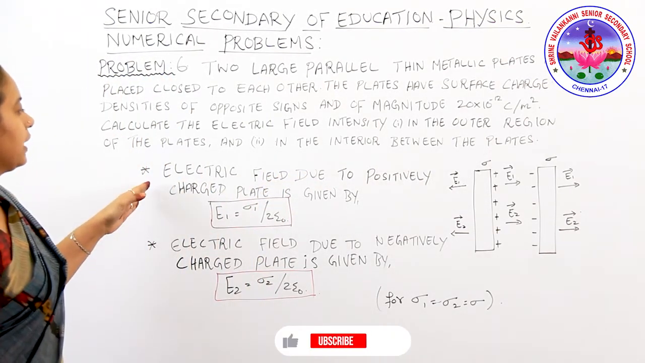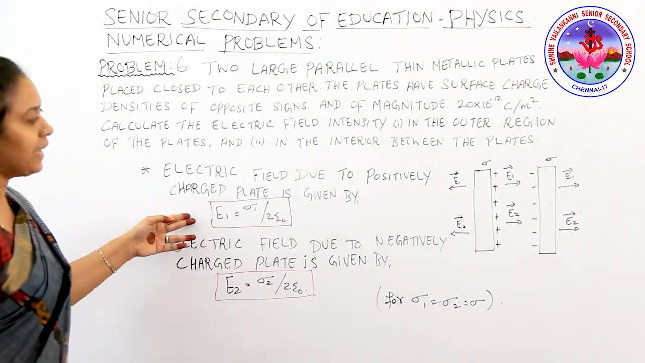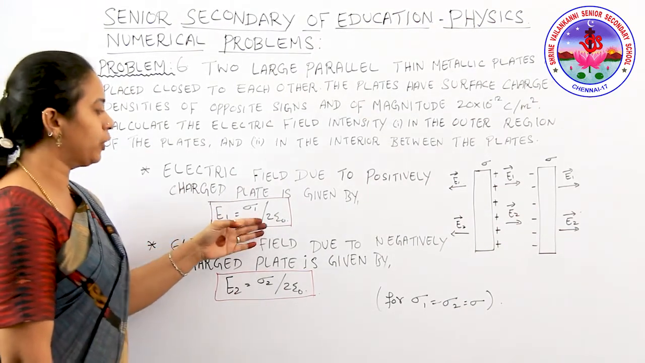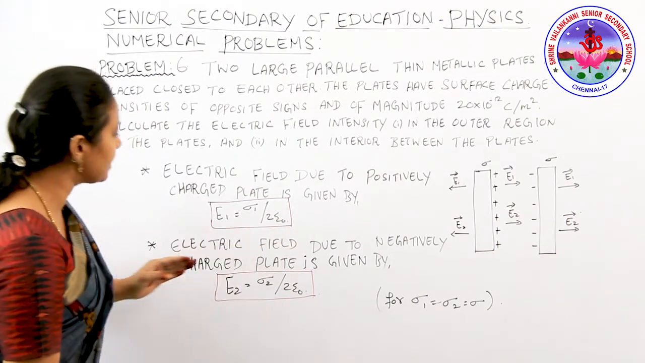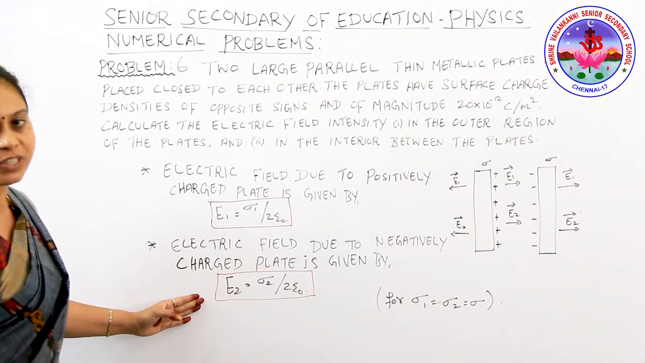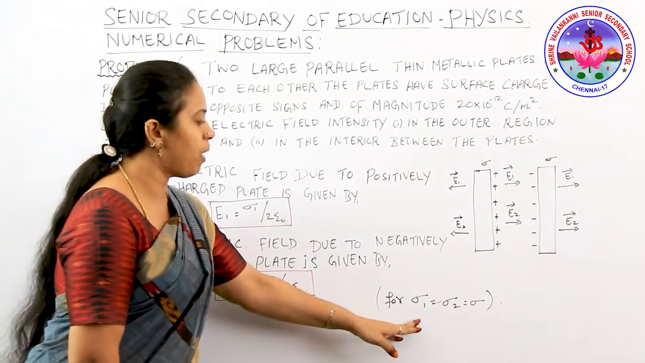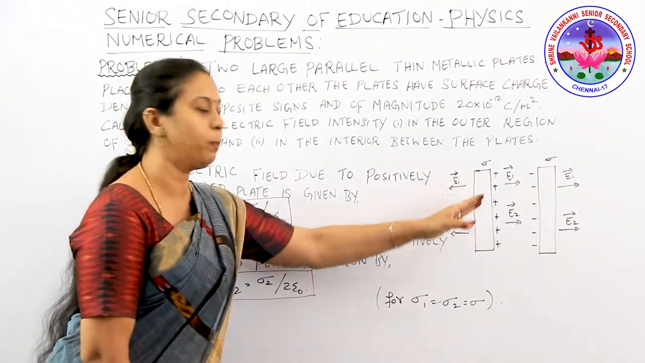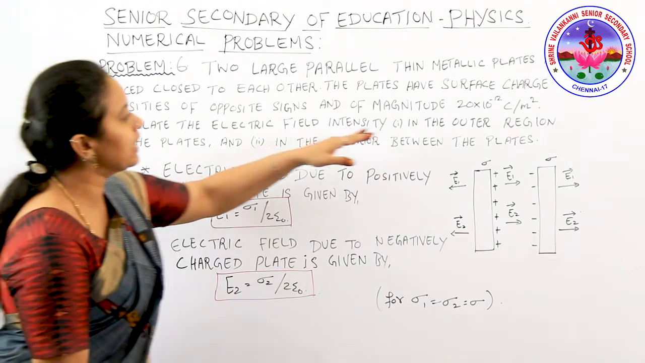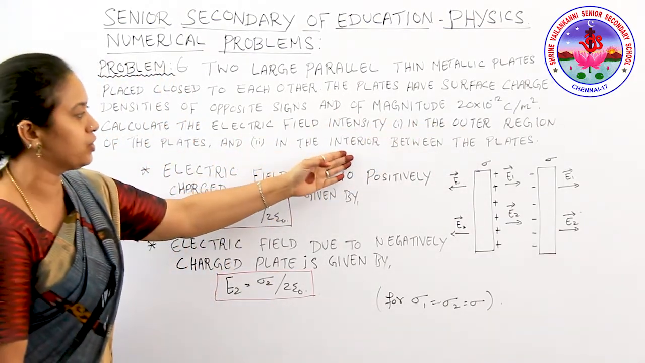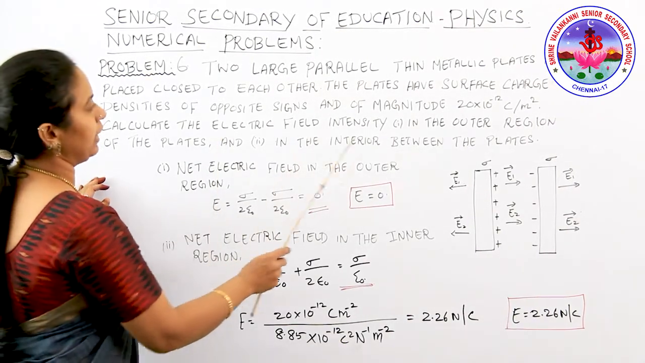First we can see that the electric field due to the positively charged plate is given by E1, which is equal to sigma 1 whole divided by 2 epsilon naught. We have taken sigma 1 here. The electric field due to the negatively charged plate is given by E2, which is equal to sigma 2 whole divided by 2 epsilon naught. We have taken sigma 1 and sigma 2 both as sigma for the two plates. Now we are going to calculate the electric field intensity in the outer region and the inner region. Now for the first question, the electric field intensity in the outer region.